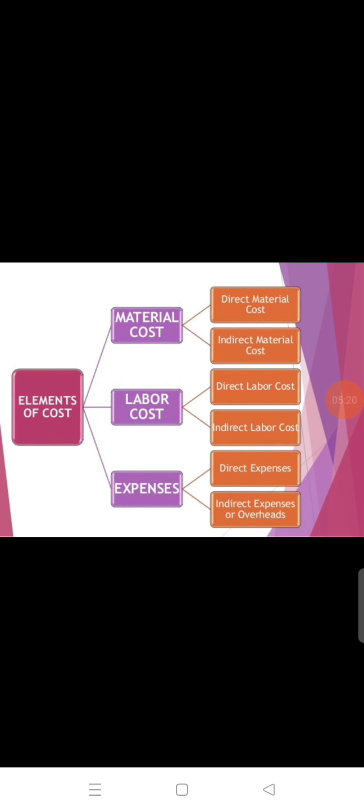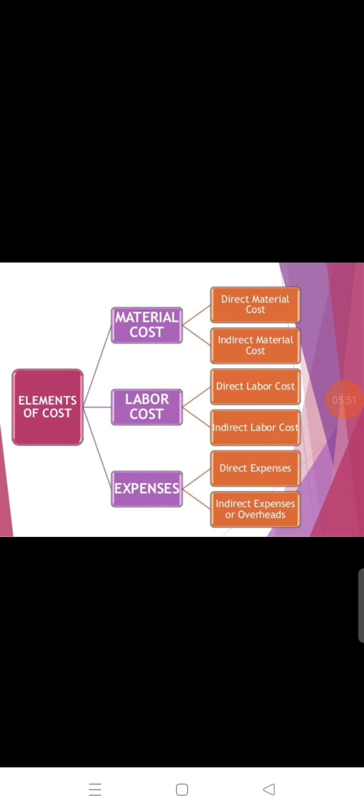It is not used directly for the finished product. It will be used indirectly for the production. You will use small tools. When you tighten the machine, you use small tools. So it is not directly involved in the production but indirectly involved in the production. So it comes under the head of indirect material.